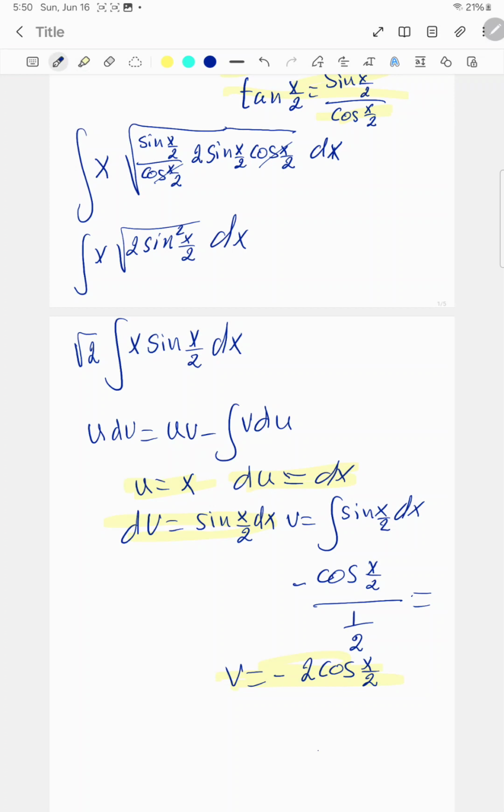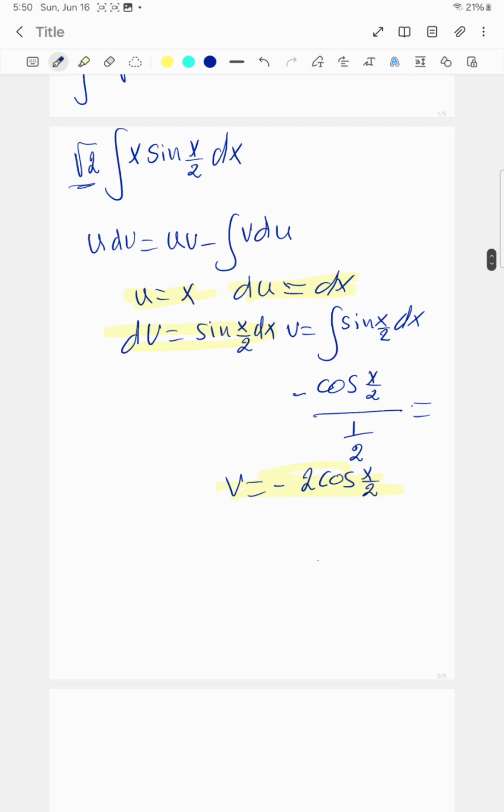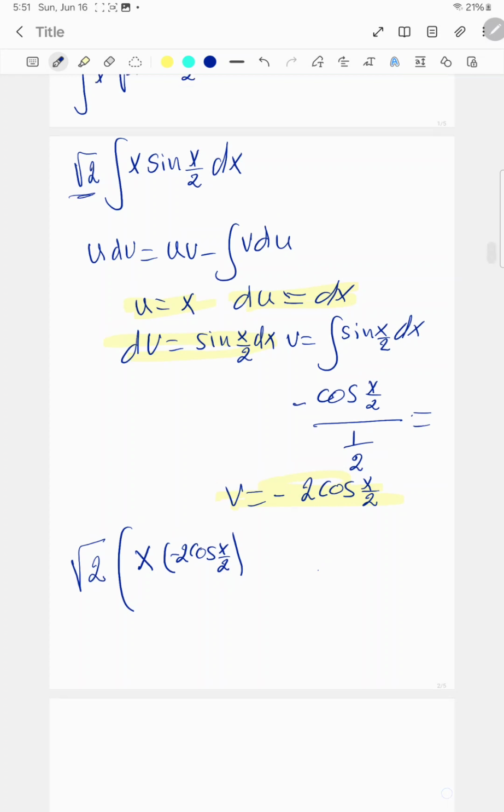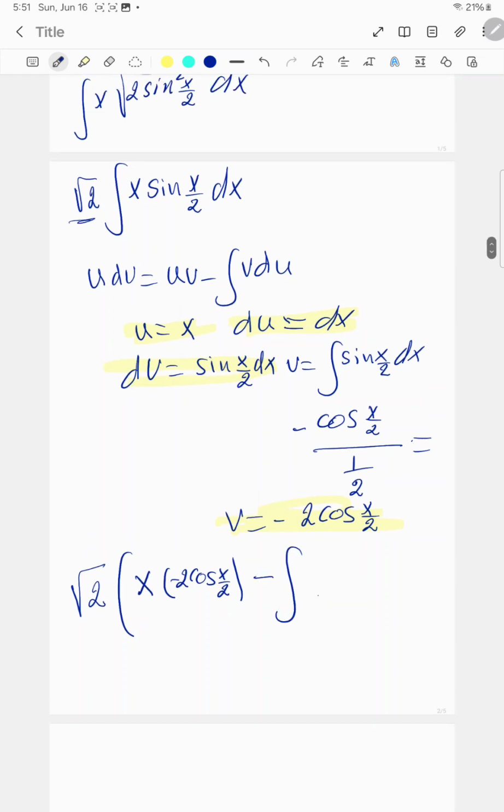And let's apply the formula. Don't forget that I have a square root of 2 here that I need to add. So it becomes square root of 2. And now I have u times v, which is, my u is x, and my v is minus 2 cosine x divided by 2. That's my u times v, minus integral of v du. My v is minus 2 cosine x divided by 2, and my du is equal to dx. And I can close my parentheses here.